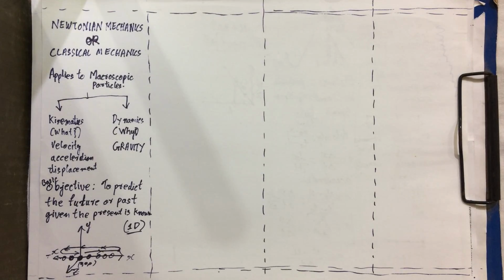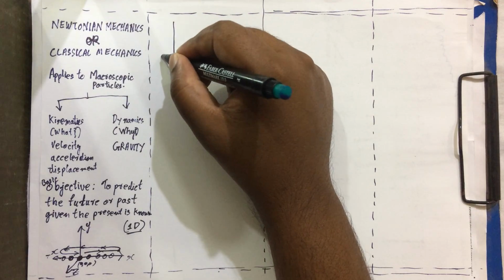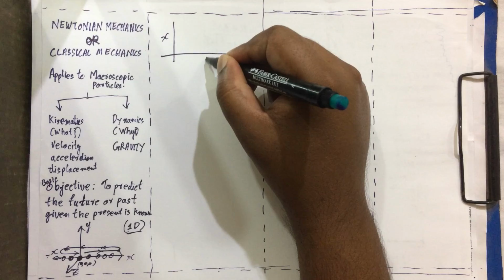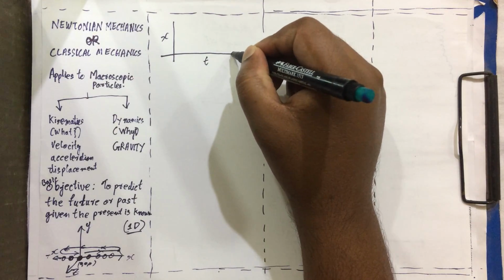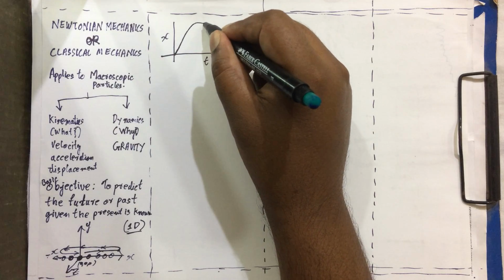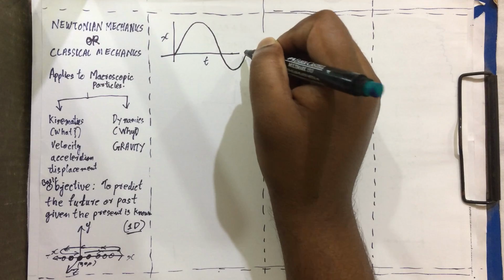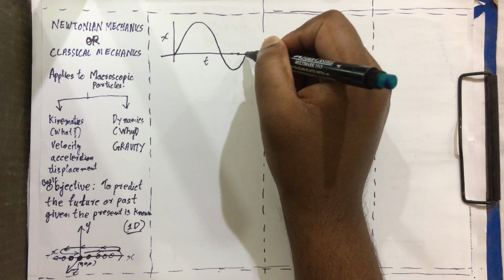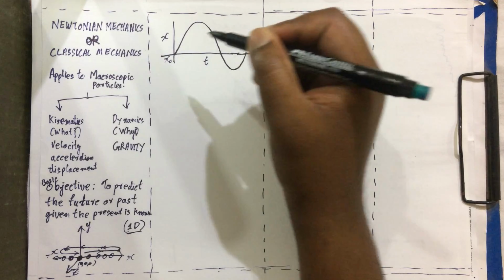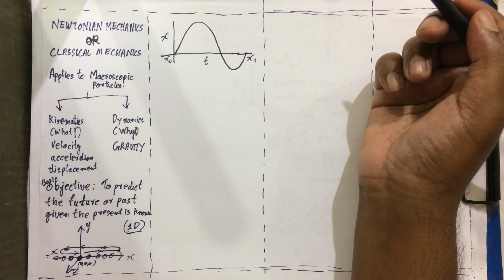So if I make its x-t curve, or represent the motion with respect to time on the x-axis, I can say the particle has moved like this, then it has gone down in the reverse direction and then back to the origin. This is x0, and let us say this is x1.